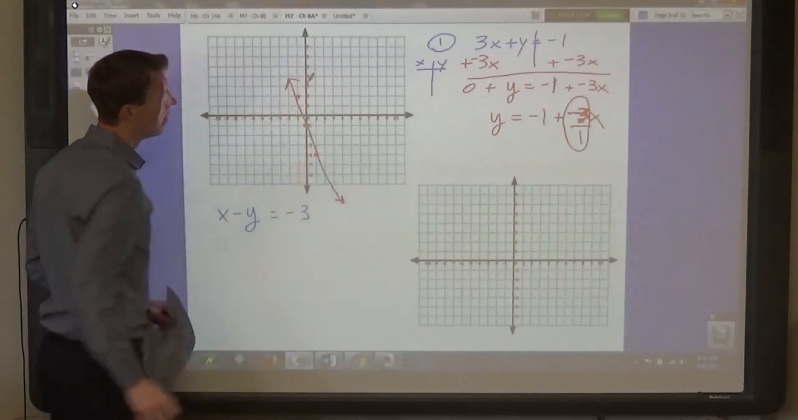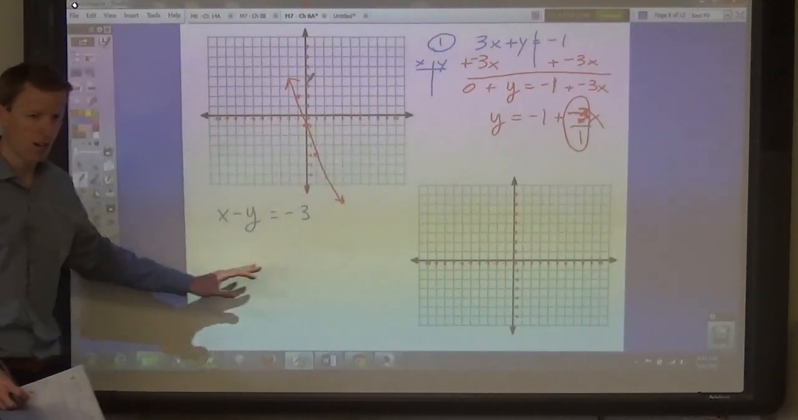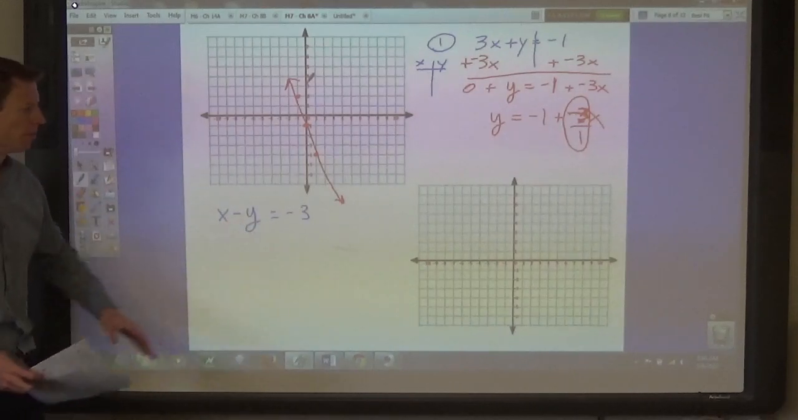And it's very important when you're doing this, you want to draw a straight line, because you're looking for a point where these lines are going to cross. Okay? Let's graph this one.